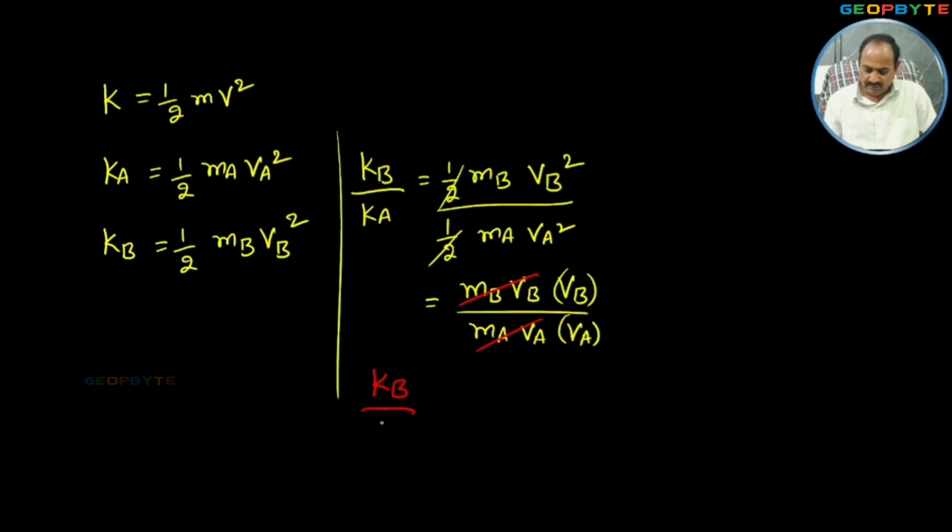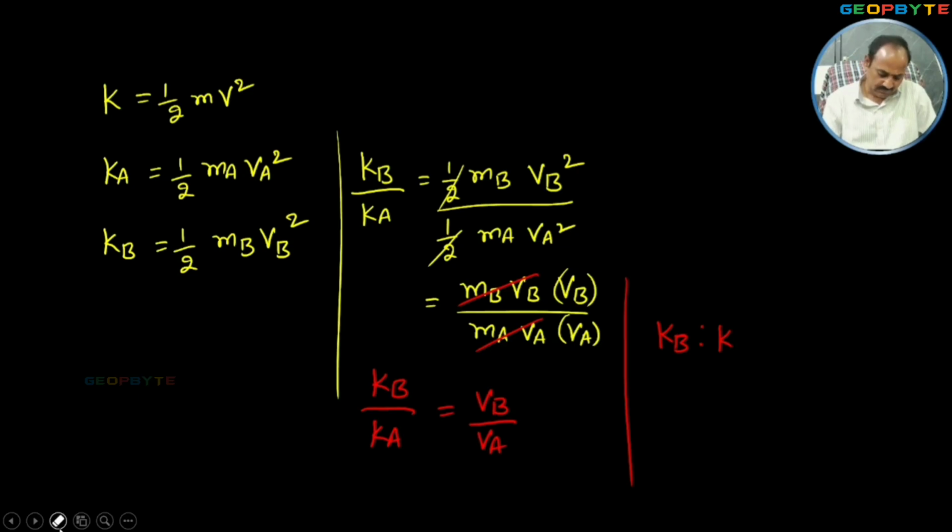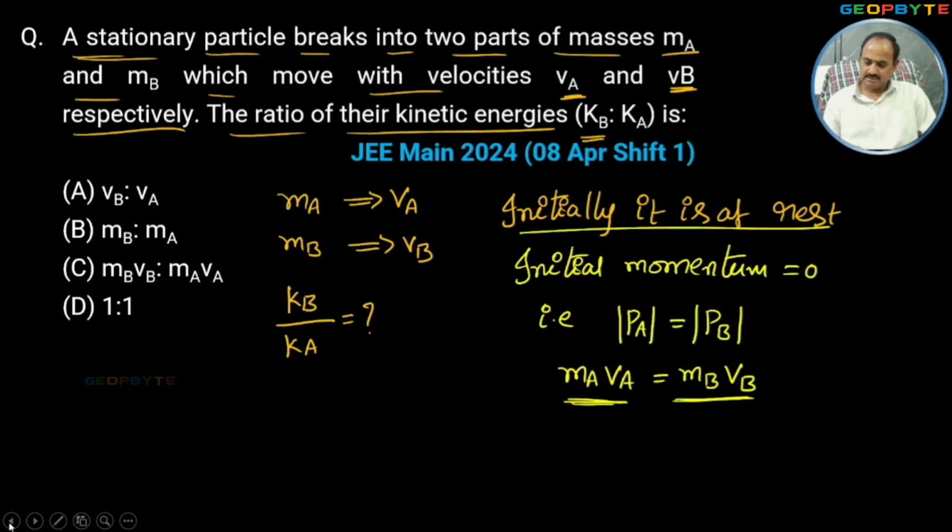Kinetic energy of B by kinetic energy of A equal to VB by VA. Therefore, kinetic energy of B is to kinetic energy of A equal to VB is to VA. That is the answer. Now look at the answers. It is asking KB is to KA, which is VB is to VA. Option A itself is absolutely correct.